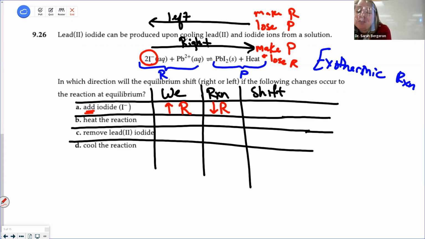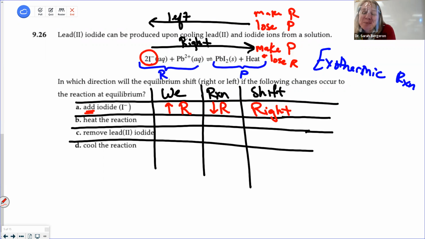So if we increase the amount of iodide ion, the reaction will decrease it. And how are we going to shift, left or right? We want to decrease the amount of reactant, so we're going to make more product. Make more product is a right shift. I know, I think I'm gesturing the opposite way for y'all. I need to not do that.